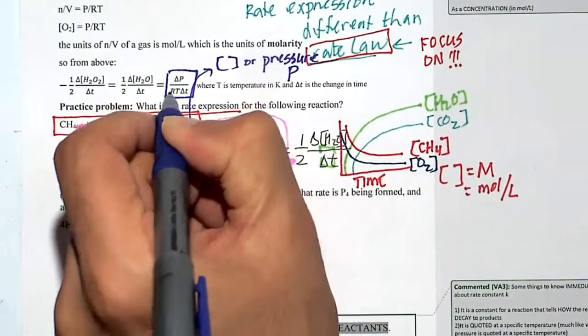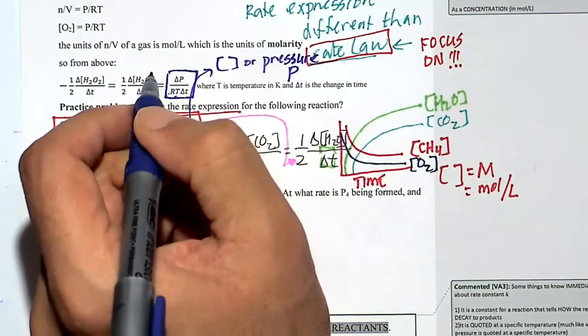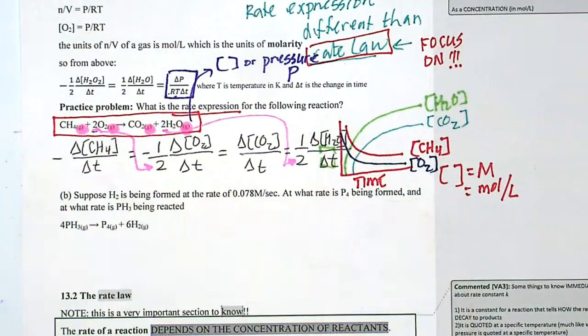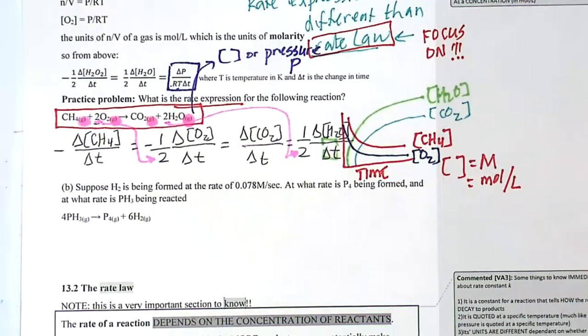R is the gas constant, T is temperature, lowercase t is time, P is pressure. Okay, change in pressure or change in concentration. For gases, pressure or concentration. Gases, either say it to me in concentration, moles per liter, or say it to me in pressure, atmosphere, or whatever. Okay.